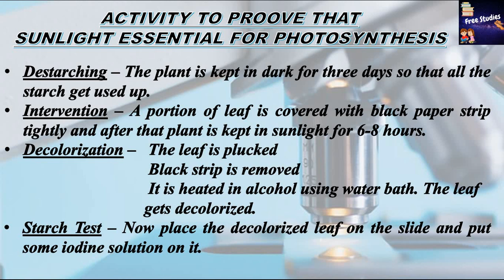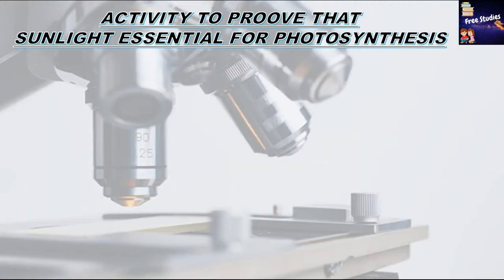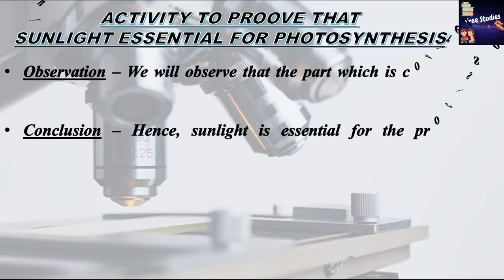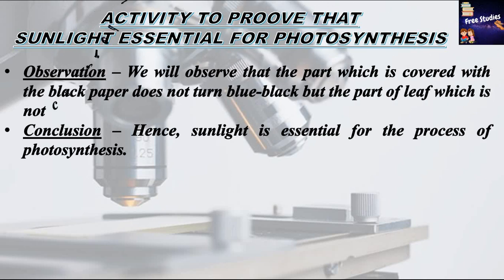The leaf gets decolorized. We all know that alcohol is a highly reactive agent. That is why we cannot just put the leaf directly into alcohol, and so we use a water bath for decolorizing our leaf. Now comes the starch test. Place the decolorized leaf on a slide and put some iodine solution on it. After putting the iodine solution, you will observe that the part which is covered with the black paper does not turn blue-black, whereas the part of the leaf which is not covered will turn blue-black.